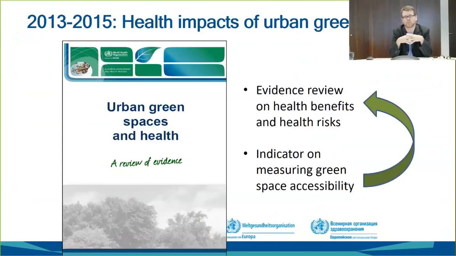So looking into this measuring of accessibility of green spaces, we quickly saw that we first need to go with a review of evidence that should be the base for any development of such an indicator. So from 2013 to roughly 2015, a lot of time was invested in a review of evidence on the health benefits and the health risks of urban green space. And based on that evidence, an indicator on accessibility of green space has then been produced, and it's also suggested in one of the chapters of the Urban Green Space report.